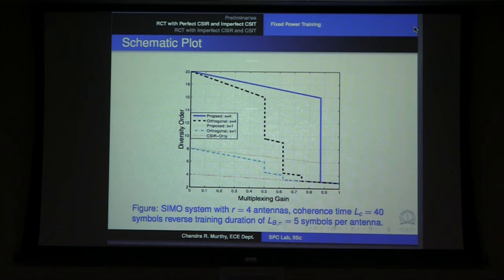And the stepwise drop-off there corresponds to switching off antennas one by one. So up until, say, a multiplexing gain of 0.5, you can use all 4 antennas. From 0.5 to about 0.62, 0.63, something like that, you can use 3 antennas, then 2 antennas, and then finally 1 antenna. So that's basically the diversity multiplexing gain trade-off.